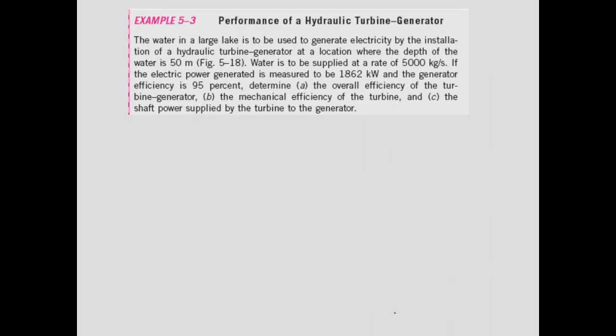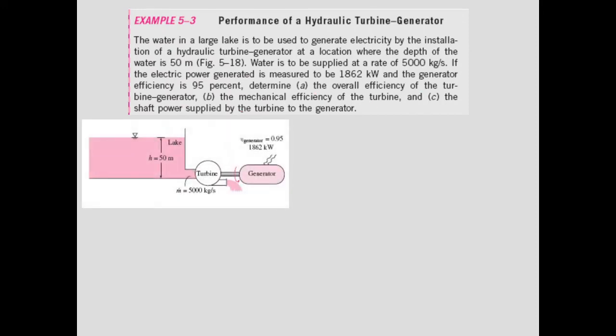Okay, the next example, performance of a hydraulic turbine generator. The water in a large lake is used to generate electricity by installing a hydraulic turbine generator at a location where the depth of water is 50 meters. The water is to be supplied at a rate of 5,000 kg per second. If the electric power generated is measured to be 1,862 kilowatt and the generator efficiency is 95%, determine the overall efficiency of the turbine generator, the mechanical efficiency of the turbine, and the shaft power supplied by the turbine to the generator.